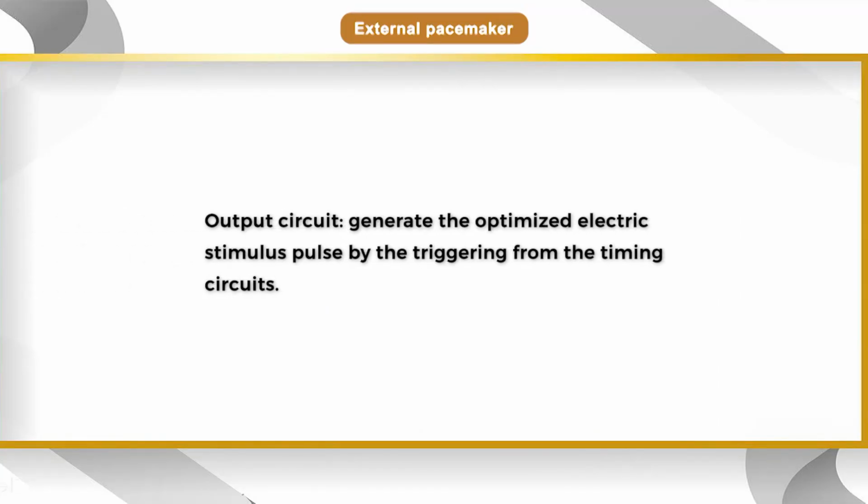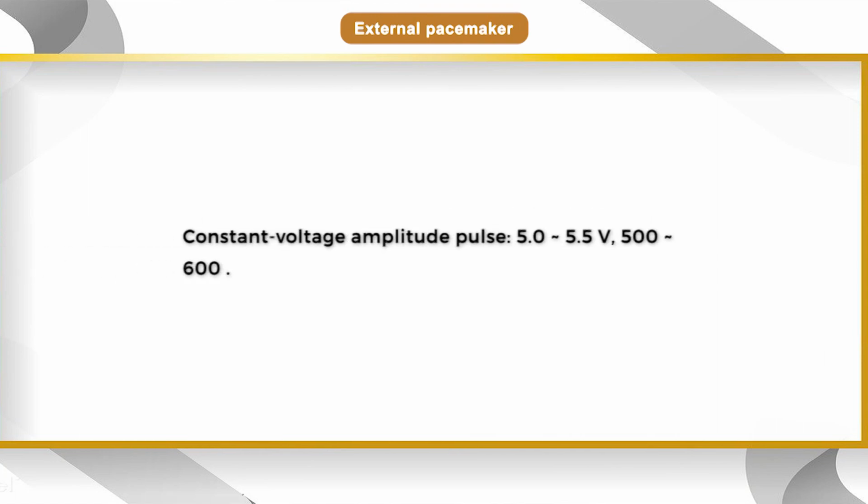Output of the circuit generates an optimized electric stimulating pulse triggered from the timing circuit. It provides a constant amplitude pulse of 5 to 5.5 volt and 500 to 1600 microseconds. Constant current amplitude pulse will be 8 to 10 milliampere for 1 to 1.2 milliseconds.